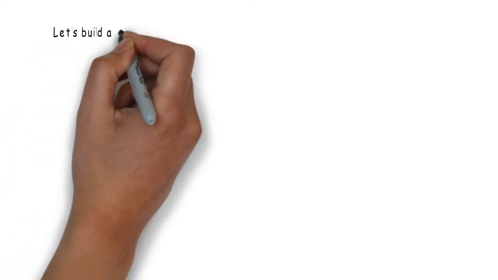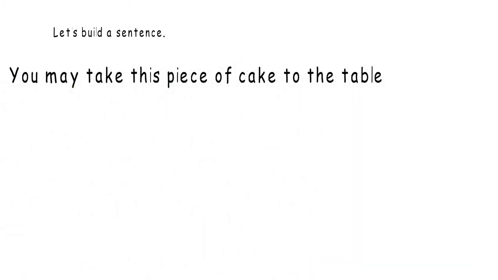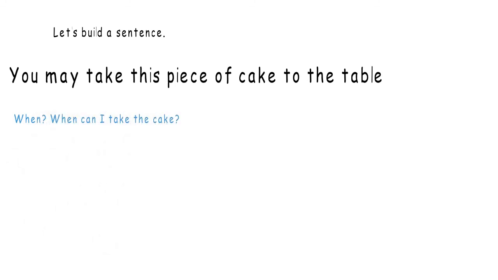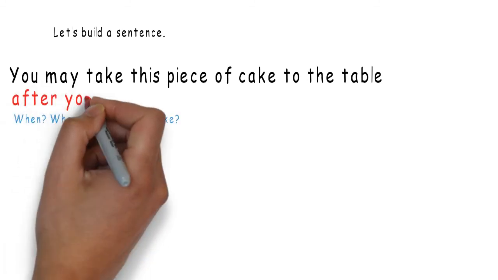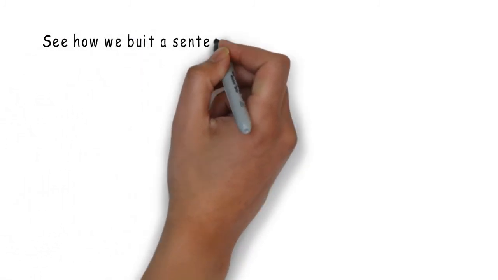Let's build a sentence. You may take this piece of cake to the table. When? When can I take it? I want the cake now. You can take this piece of cake to the table after you finish your dinner. Aww. See how we built a sentence?